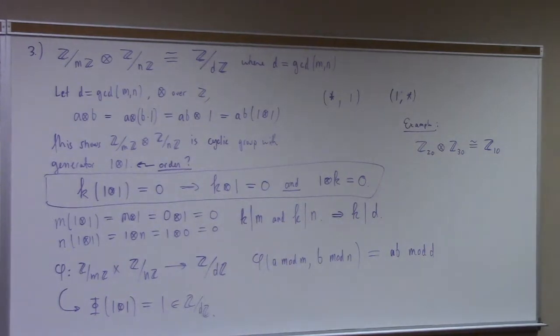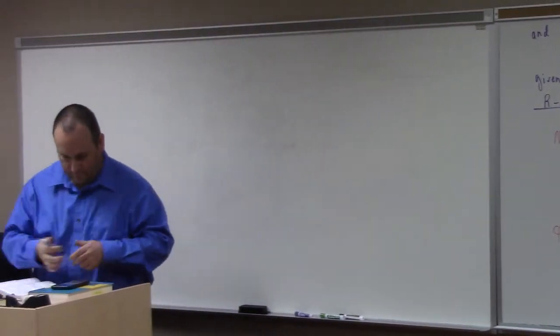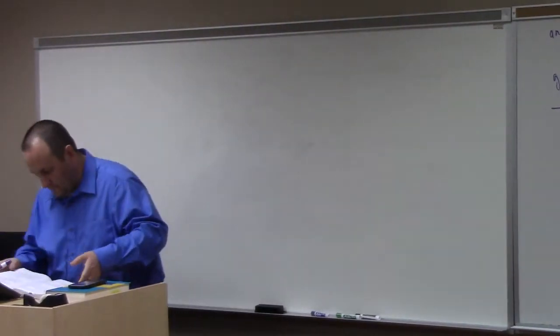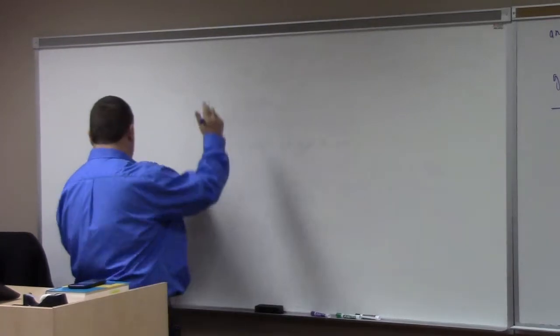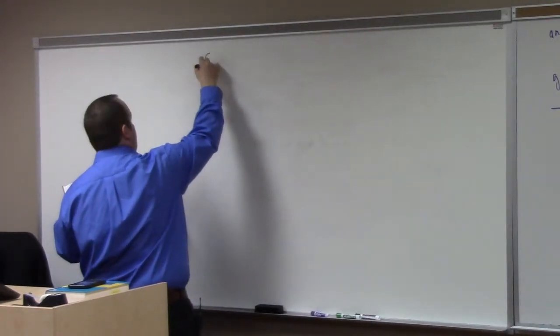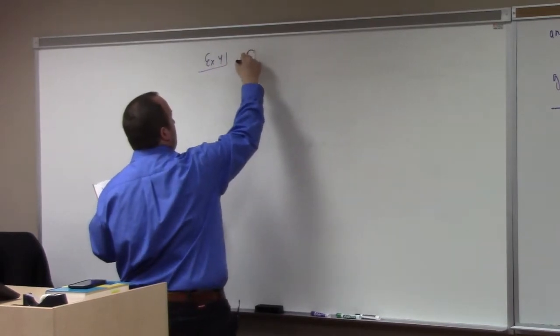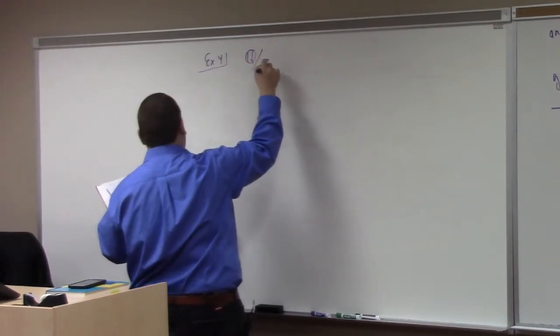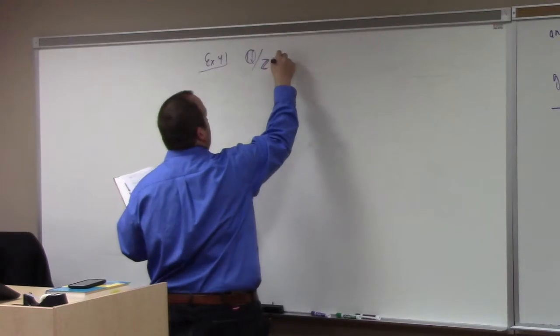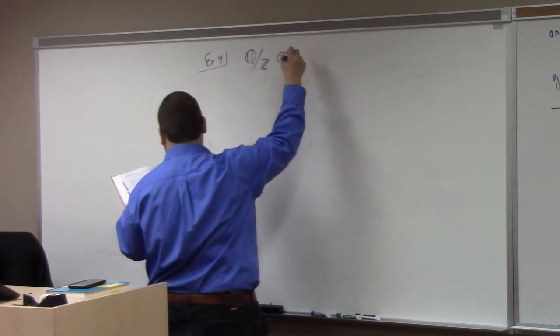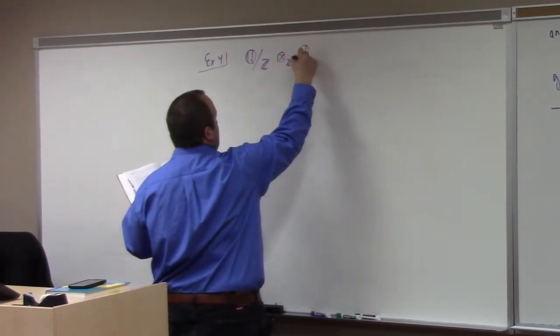Fit in a few more examples here. Let's see here. Next, example four. We want to look at Q mod Z, tensored over Z with, I guess, Q mod Z again is what he does.